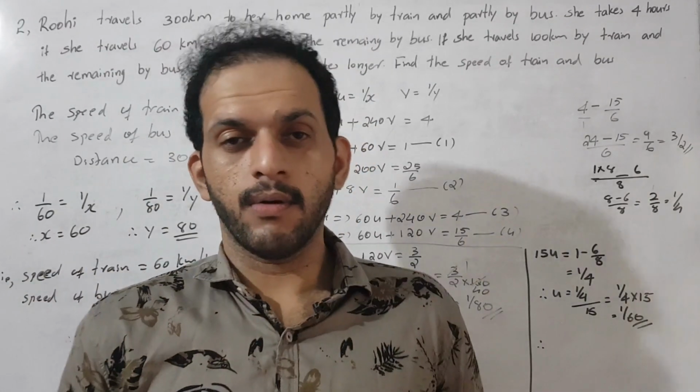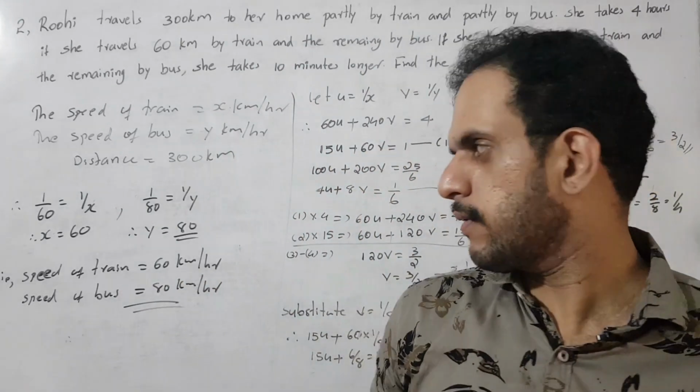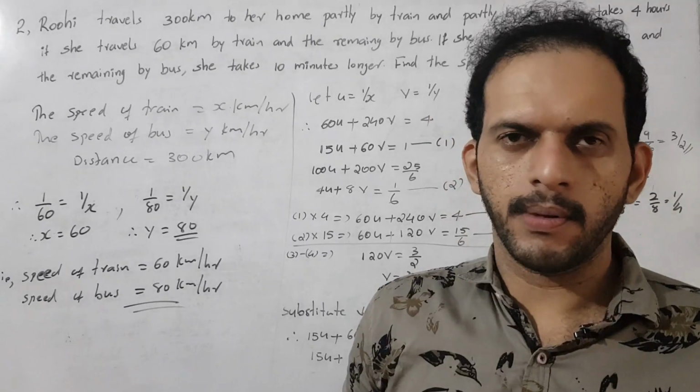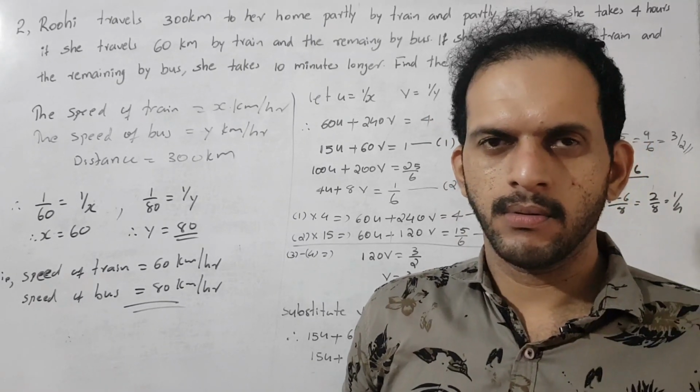Okay. Then that is the answer to the question. The speed of the train is equal to 60 kilometer per hour. Speed of bus is equal to 80 kilometer per hour. Okay. It's a direct question. Clear?